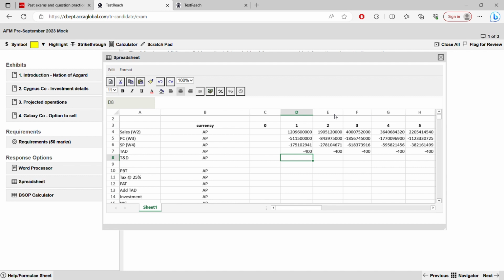So now training and development. Training and development is 80% of the production cost in the first year and 20% in year 2. So simply I'm going to take this and multiply it by 80%. Either you can multiply it by 0.8 or 80%. Enter.